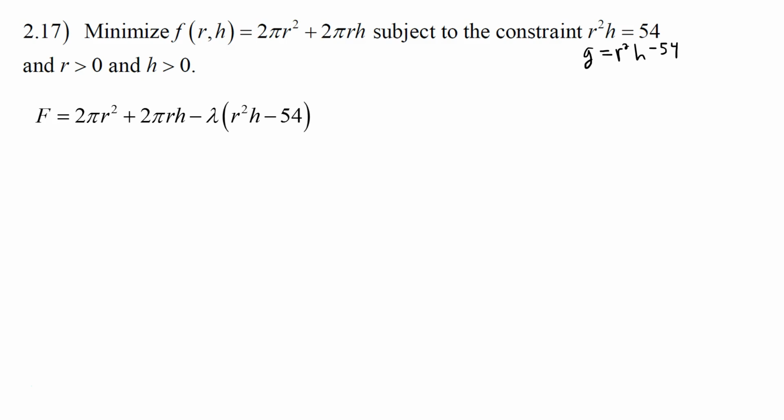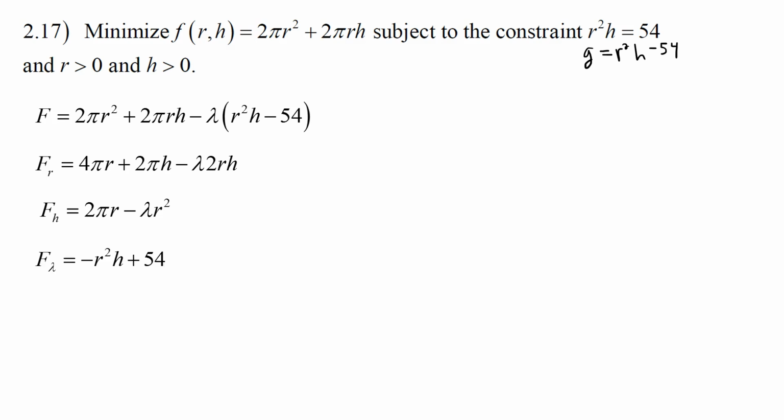There's the partial derivative with respect to r. So from this first term we'll get 4 pi r plus 2 pi h, and then from the last term here we'll get minus 2 rh with a lambda on it. That's the r partial. The h partial has nothing from the first term, 2rh from the second term, and then minus r squared lambda from the last term. The third partial is a technicality. The partial with respect to lambda is basically going to be the constraint.